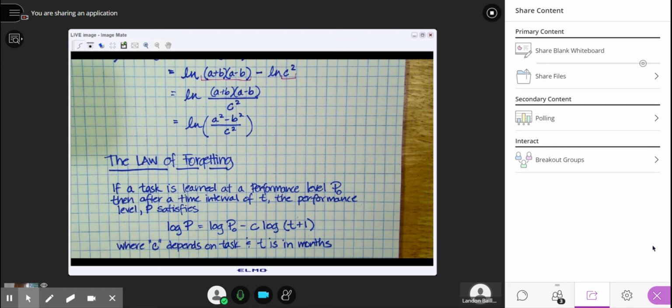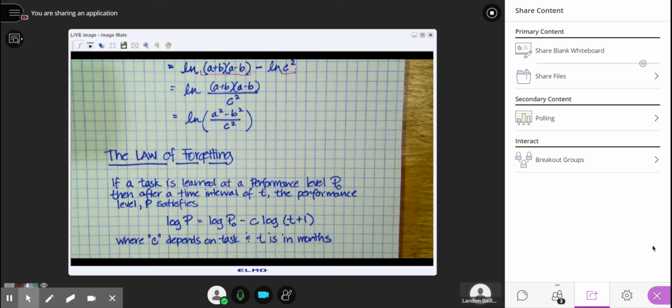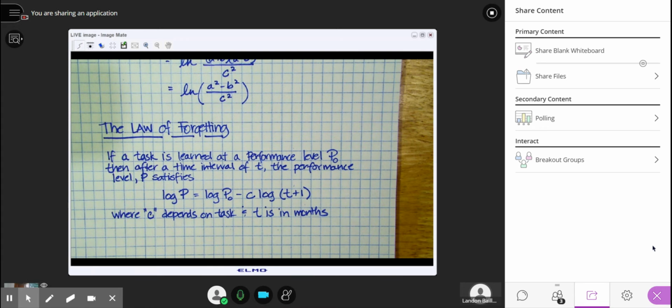So this is an awful lot of math, but think about something that you're skilled at. Maybe it's riding a bicycle, maybe it's driving, maybe it's your mathematics, right? This law of forgetting gives you a level of mastery. And then when you don't do it for a number of months, it can predict how much of that mastery you've lost or how much you've maintained, right?